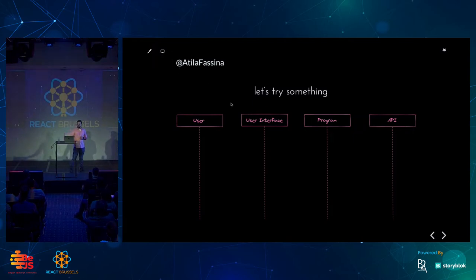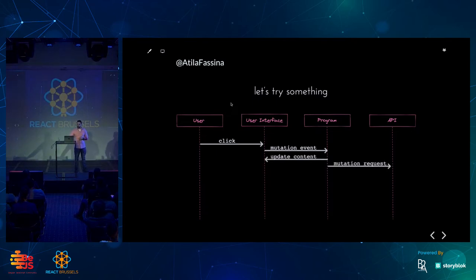So let's try something new. Let's try something different. The user is going to click on it. The interface is going to send a mutation event to the program. And the program is already taking that mutation event as a request, so I know what the user is trying to change. If I already know what the user is trying to change, why don't I just give it to them?